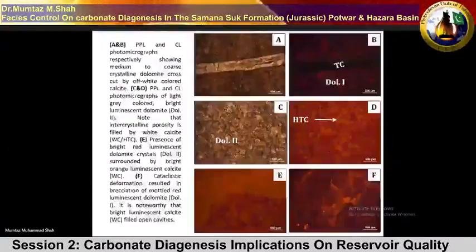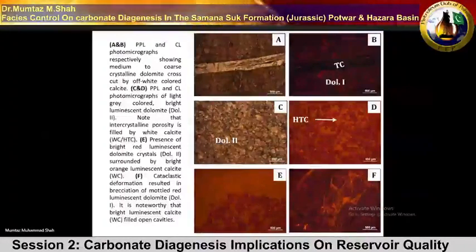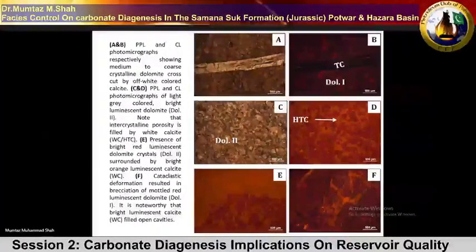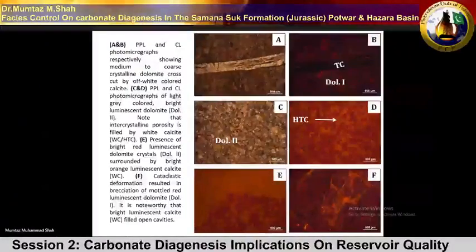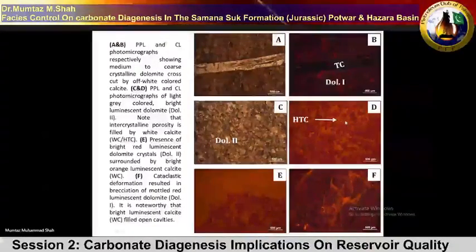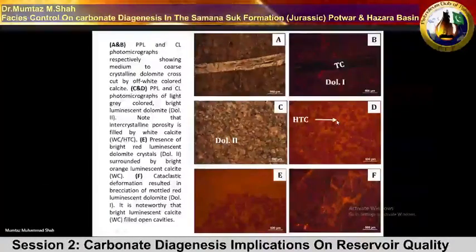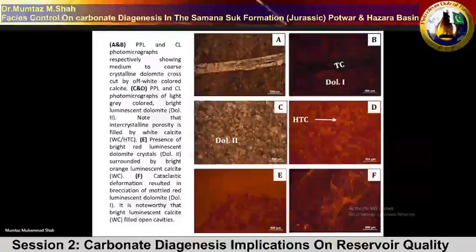Yeah, so this is the comparison chart, showing how we can see the normal photomicrograph and the CL, and how they can differentiate. We can clearly observe that within the dolomites, in C and D, the intergranular spaces or intercrystalline spaces are being filled by the calcite, which is representing quite bright luminescence over there.